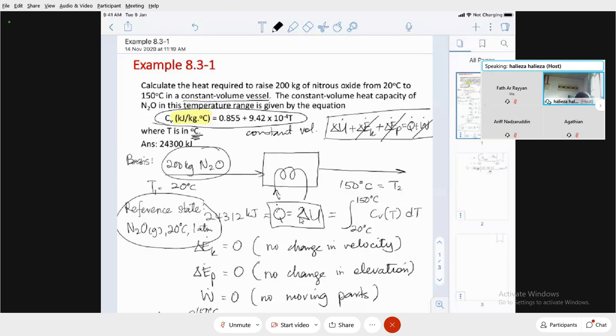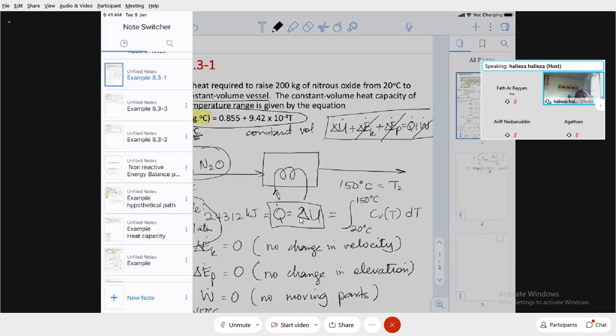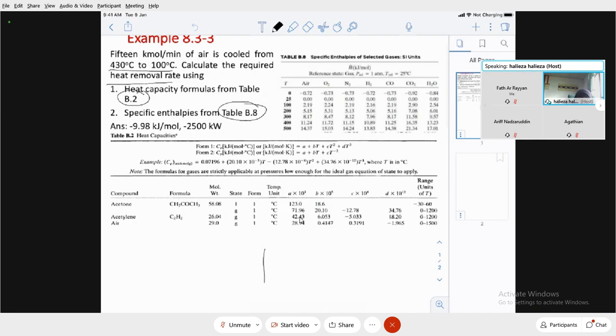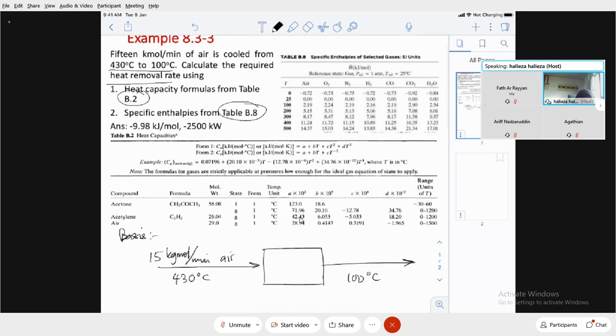Okay, now let's go back to that 833. Not sure whether we have enough time to do this, but maybe we can do part of it. We continue maybe next week. Okay, now, basis. Basis: 15 kilogram mole per minute of A is cooled from 430 degrees C to 100 degrees C. So what is your basis? 15 kilomole per minute of A. Okay, yes. That's your basis.